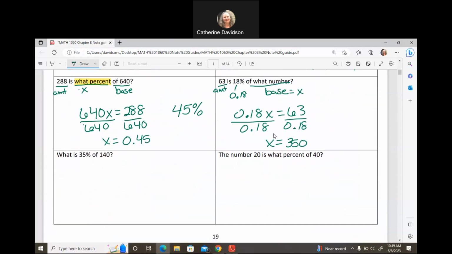What is 35% of 140? 35%, that's our percentage. That's going to be 0.35 of 140. Of means this is the base. So we're looking for the amount. The amount is going to be our X in this scenario. So percent times the base equals the amount. This one's just straight multiplication.